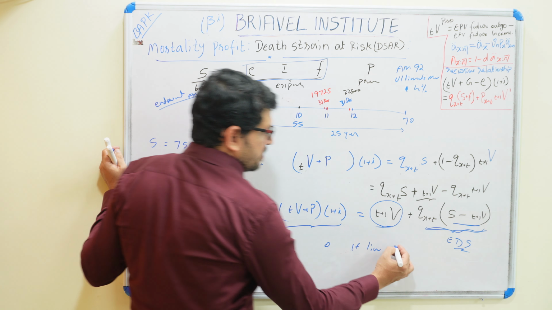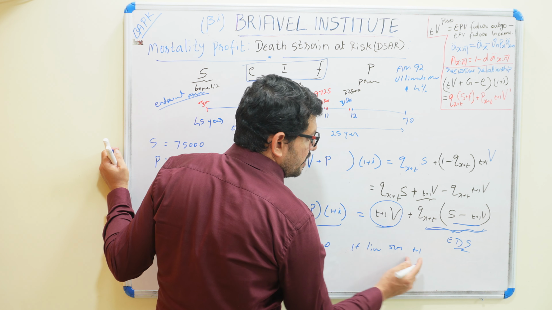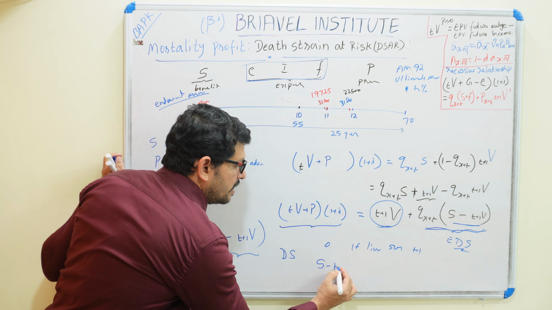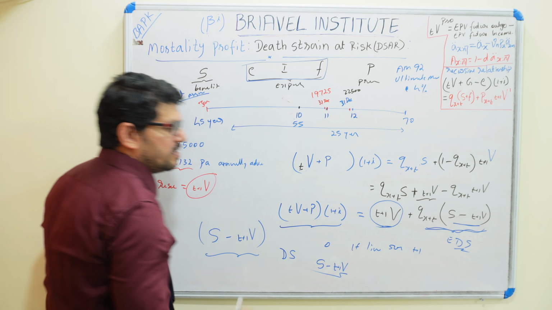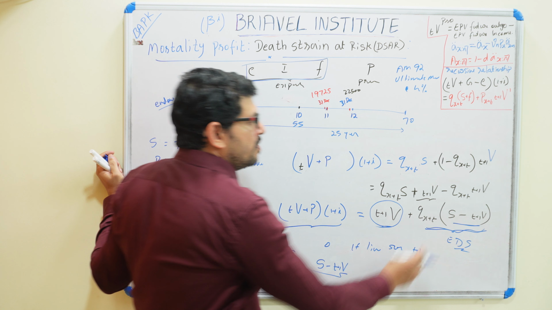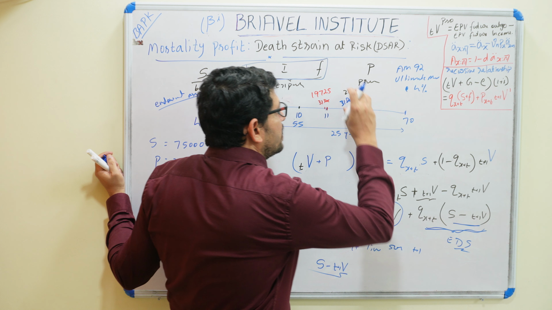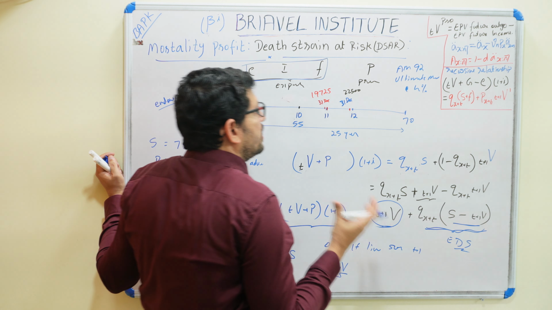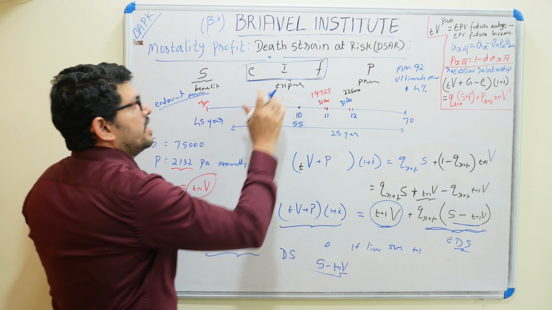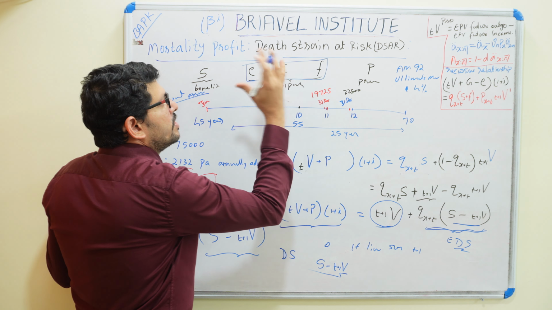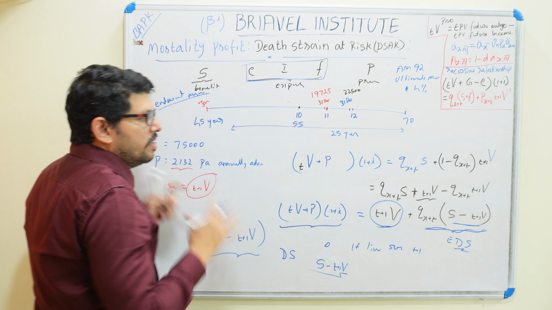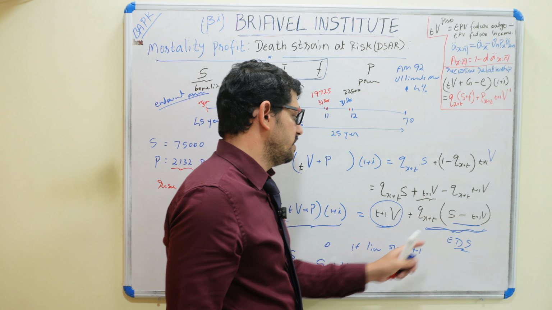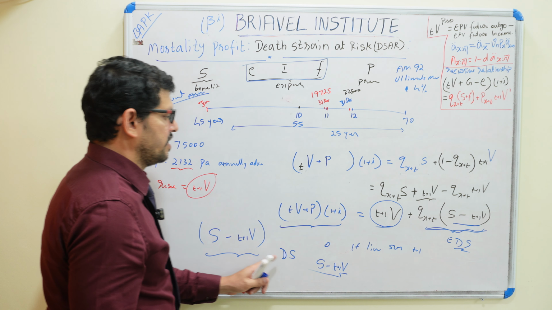If life survives up to time t+1, there is no death strain. But if you have not survived, t+1V, this is my death strain. So sum assured minus the reserve I require at the end of the year, that is my death strain. That is my strain in the sense it is a cost. That is my cost due to that death in the year. So this difference is my death strain.